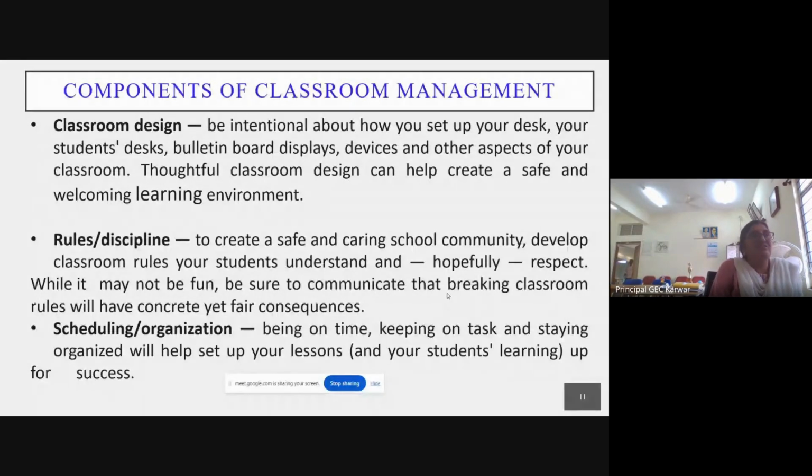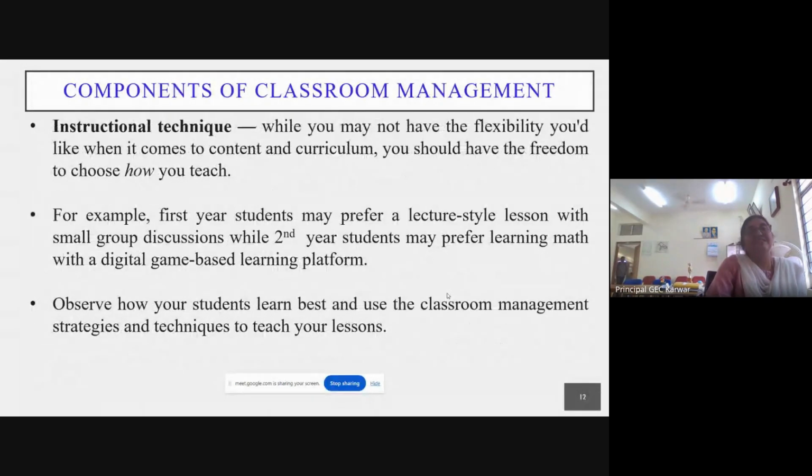Teachers also should take classes on time, as well as keeping all the tasks on time, and staying organized will also help to set up your own lessons for your students. That is one of the factors or components of classroom management.